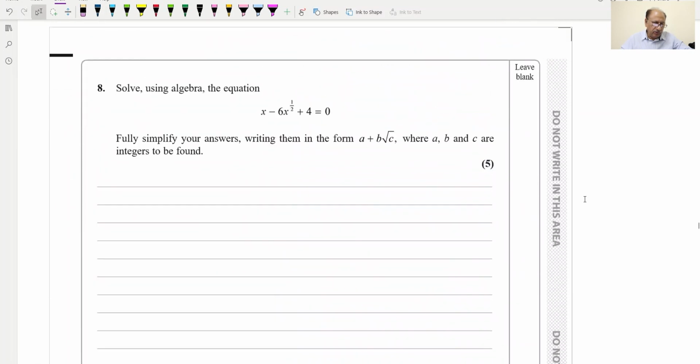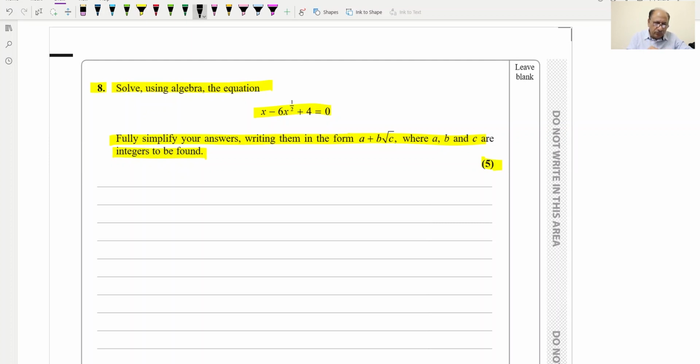Hopefully you understood this. Now question number 8. Question number 8 says solve using algebra. This is the equation given. Fully simplify your answer writing them in the given format, where a, b, c are integers to be found. This is a 5 mark question, an easy straightforward question.